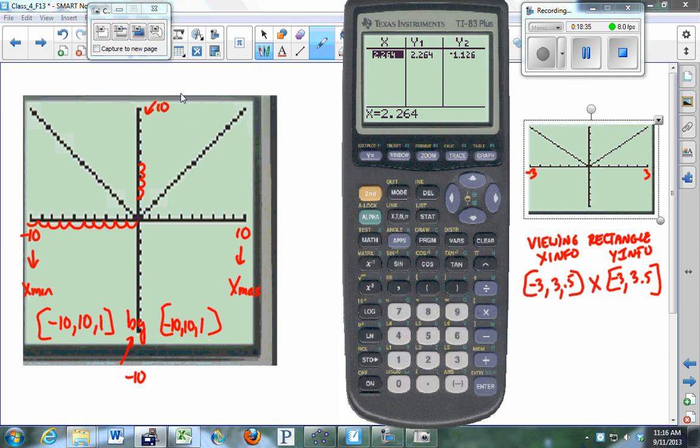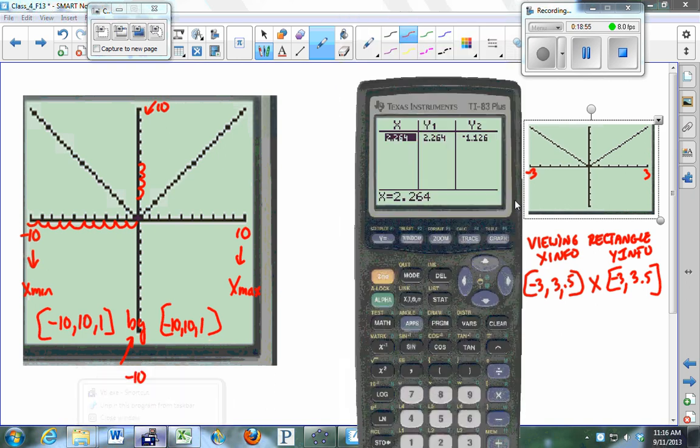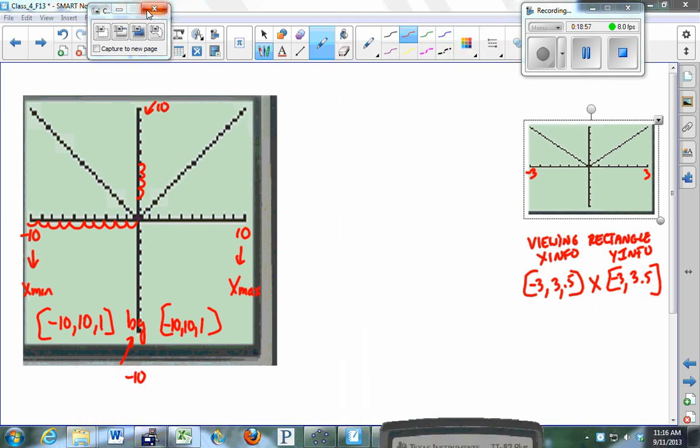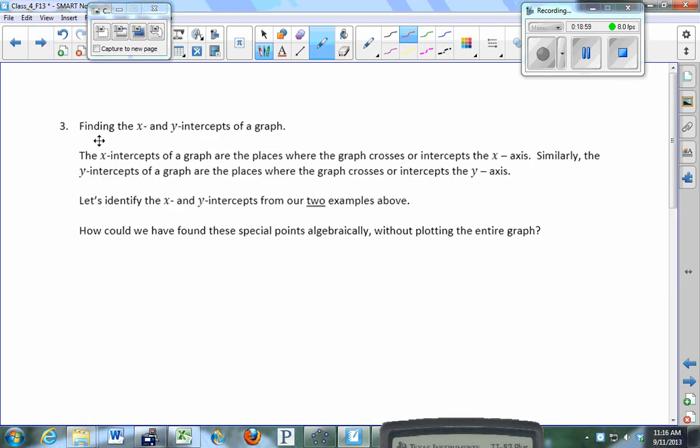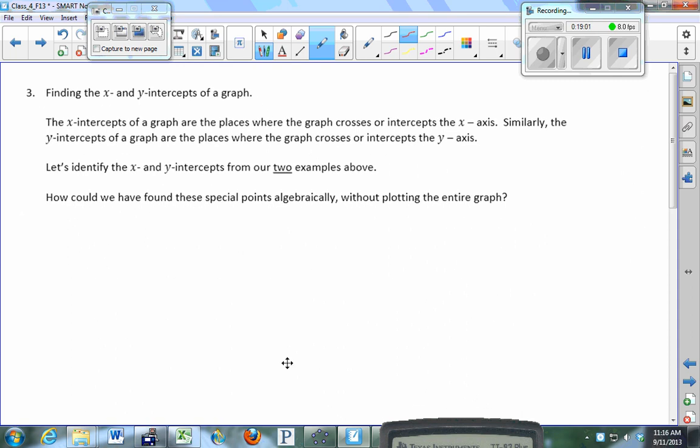Yep, okay. So we did talk about how to graph and the window and all that. We can actually go into GeoGebra in a minute, and we're going to have lots of time. The only thing I want to do is show you how to find the x and y intercepts. So let's take a look at that. Any questions right now before we move on? Okay. So finding the x and y intercepts of a graph.